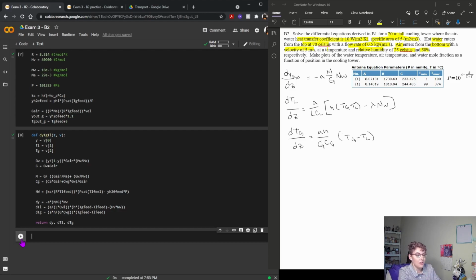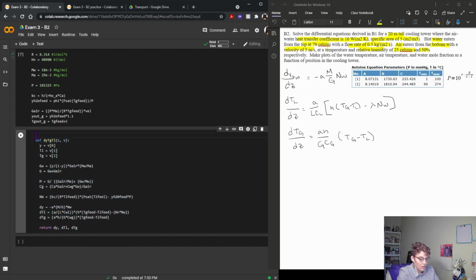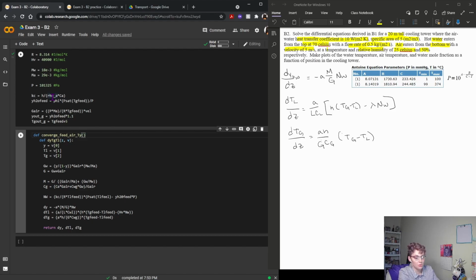We can just call this, first of all, we'll tab these over. And then define this new function. We will just call it converge feed air at some temperature. And then our input is just going to be another arbitrary variable.